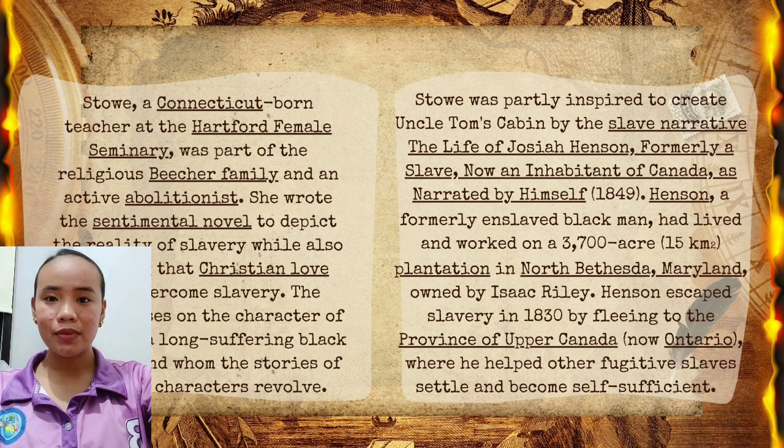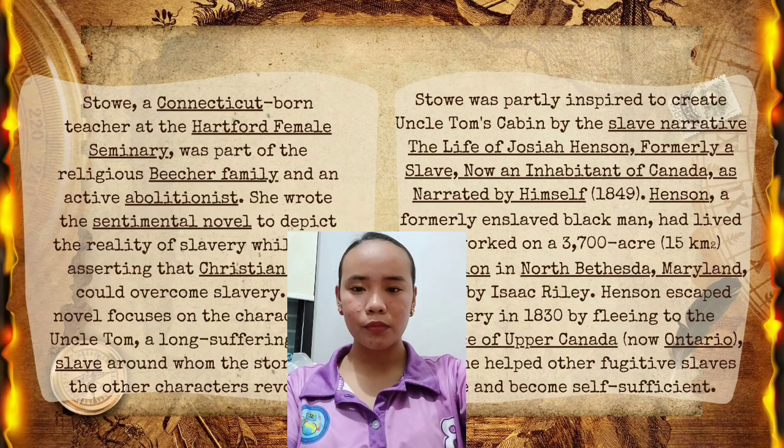As narrated by himself in 1849, Henson, a formerly enslaved black man, had lived and worked on a 3,700 acre or 15 kilometer plantation in North Bethesda, Maryland, owned by Isaac Riley. Henson escaped slavery in 1830 by fleeing to the province of Upper Canada, now in Ontario, where he helped other fugitive slaves settle and become self-sufficient.